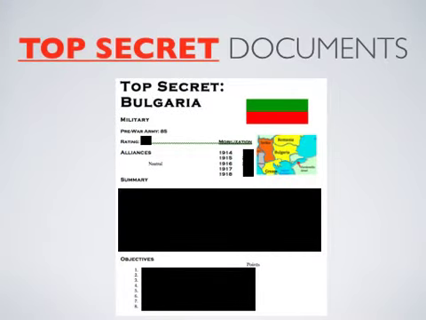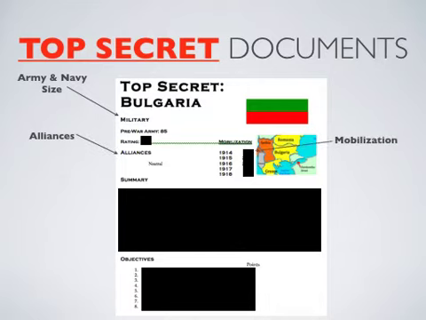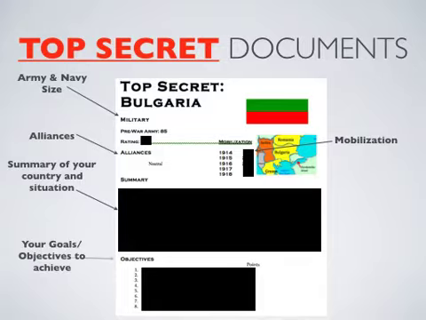Top secret documents are located inside your binders. They will show you the size of your Army and Navy. They will show who you are allied with. They will also give you a schedule of mobilization. They show a summary of your country and situation. And finally, they will also tell you what your objectives are during the simulation.